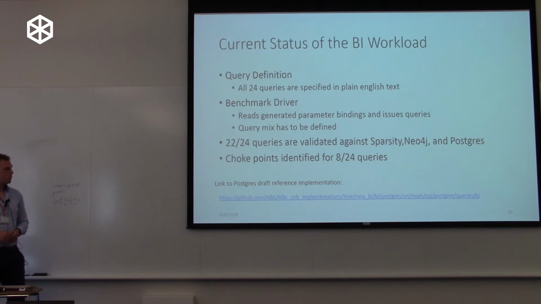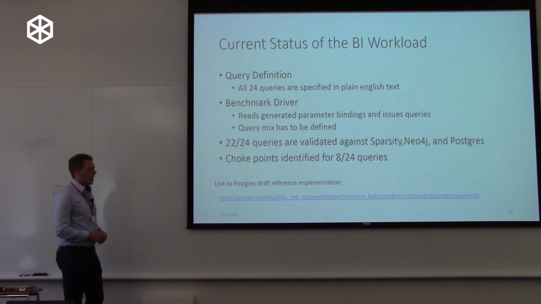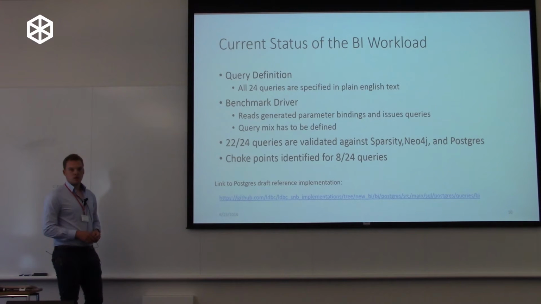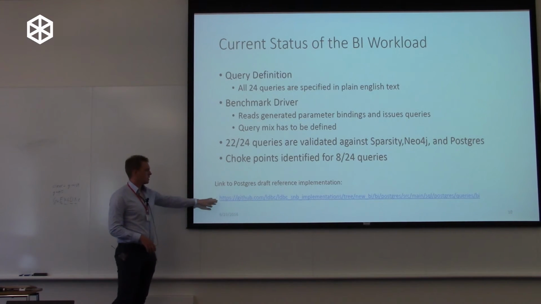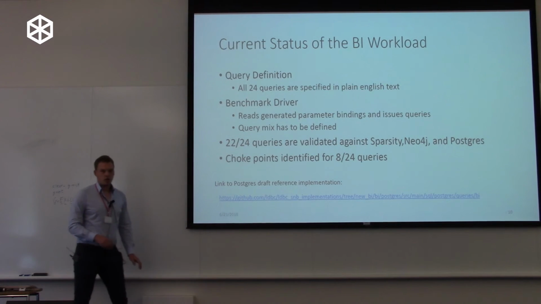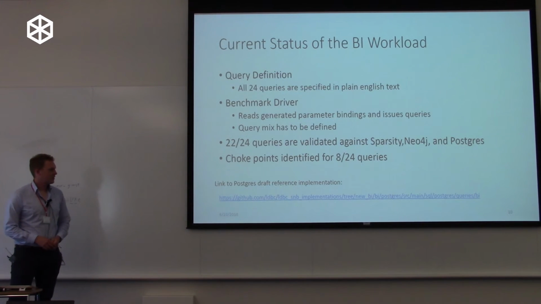And for the choke point analysis, we already completed 8 out of 24 queries, and we are going to proceed with that within the next couple of weeks. If you want to have a sneak preview of how the Postgres draft reference implementation could look like, you can just check it out here. If you like to read nasty SQL statements, I encourage you to have a look at it.